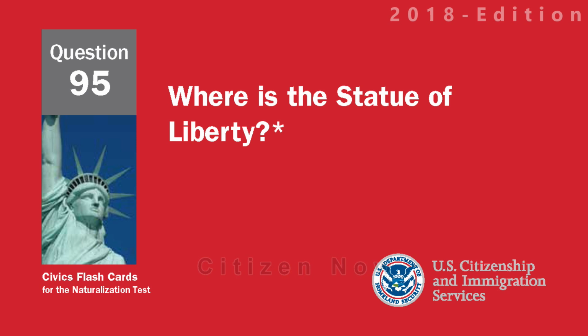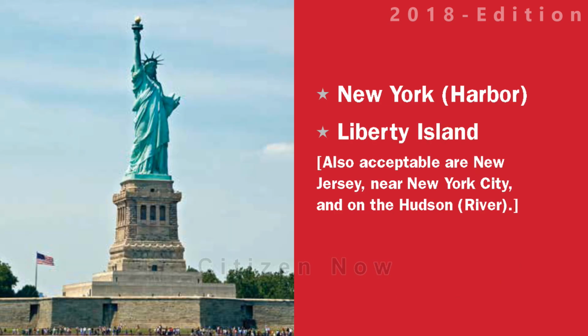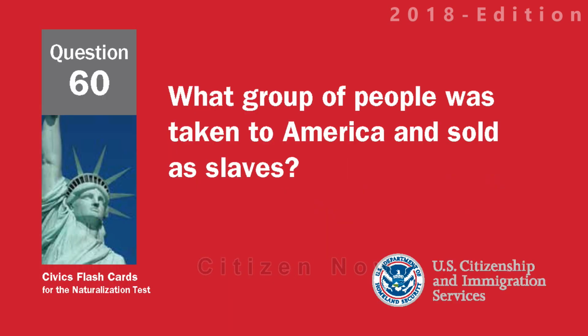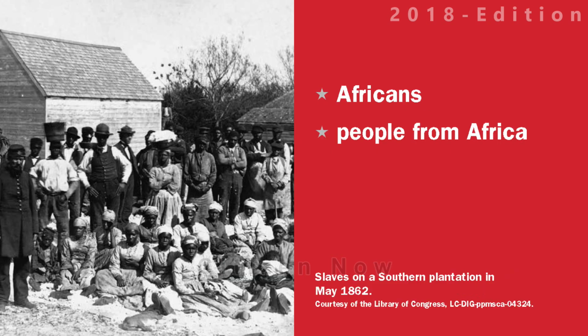Where is the Statue of Liberty? New York Harbor. Liberty Island. Also acceptable are New Jersey, near New York City, and on the Hudson River. What group of people was taken to America and sold as slaves? Africans. People from Africa.